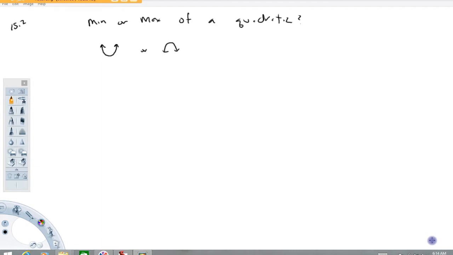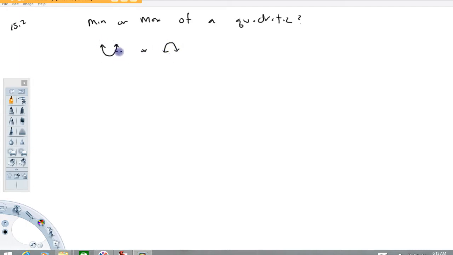The purpose of this video is to finish your notes or start your notes on section 15.2, and the topic of that section is how to find the minimum or maximum value of a quadratic. So first let's remember what quadratics, or parabolas, look like. They typically have this type of shape, or maybe like this. They either open up or down.